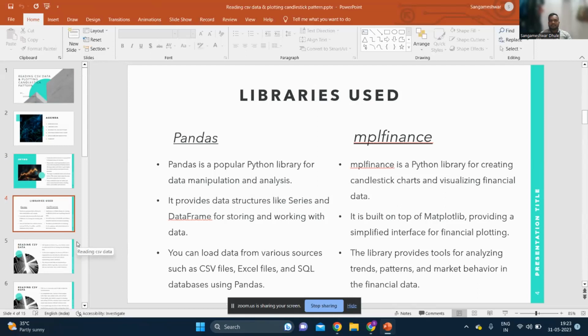Let's move to the MPL Finance library. It's also one of the most important Python libraries for creating candlestick charts and visualizing financial data. It is built on top of the Matplotlib library, which provides a simplified interface for financial plotting. The library provides tools for analyzing trends, patterns, and market behavior in financial data.